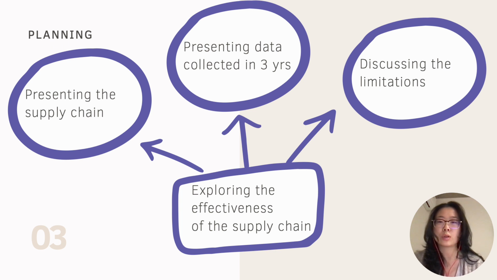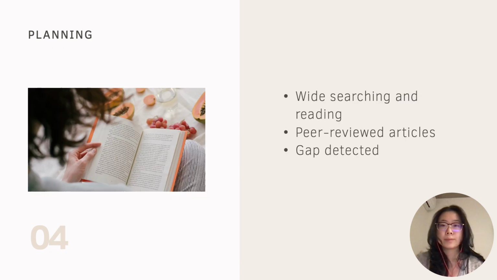So I start to plan the mini research using the information provided in Module 3. Firstly, I drew a map to plan what I want to write in this research. My central idea is exploring the effectiveness of the supply chain, and my related ideas are presenting the supply chain, presenting data collected in 3 years of experiments, and discuss its limitations.